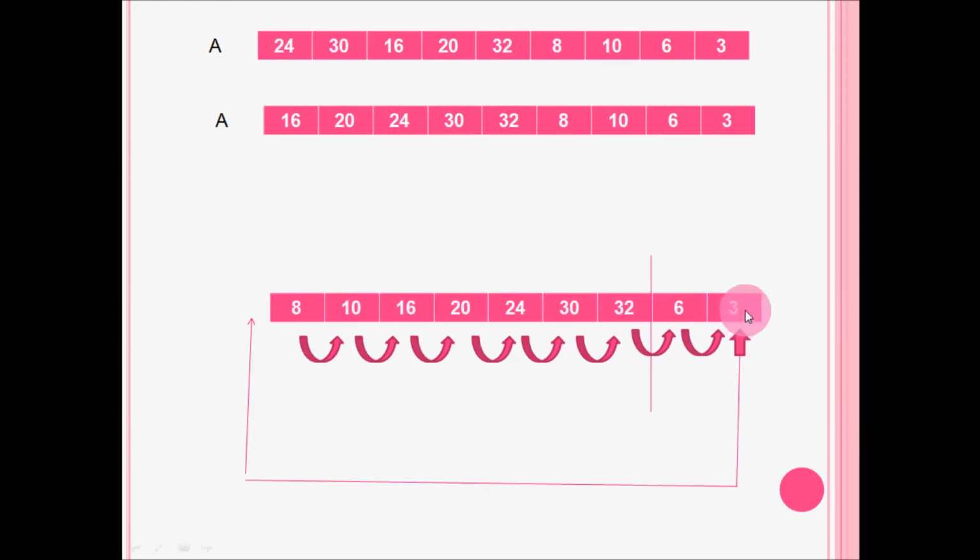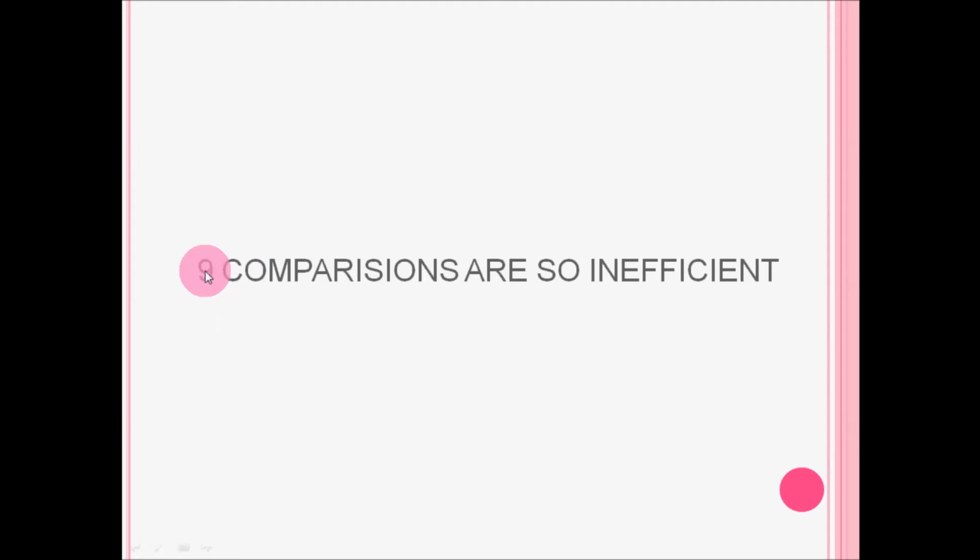In a similar way, what happens with 3? If I have to take 3 to its appropriate place, what is the place of 3? It is here. How many total comparisons do I have to do to take 3 here? 1, 2, 3, 4, 5, 6, 7, 8 shifts I have to do, and then 3 will be here using insertion sort. So 8 comparisons are so inefficient.